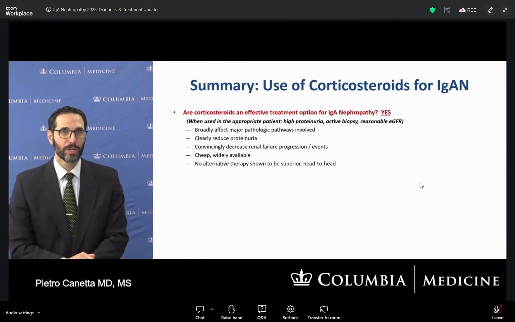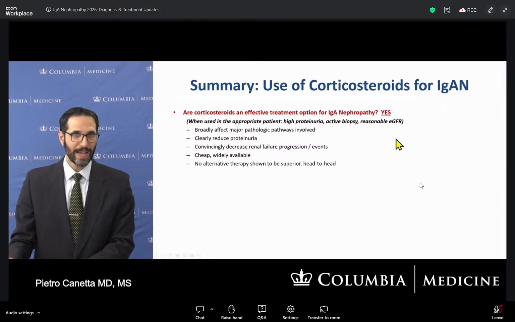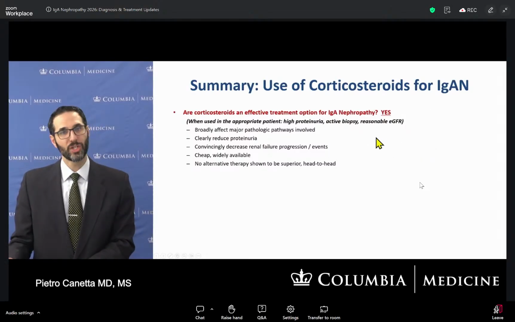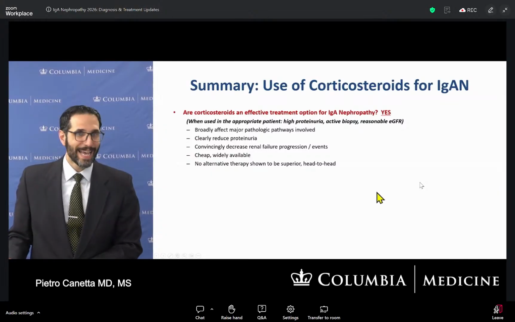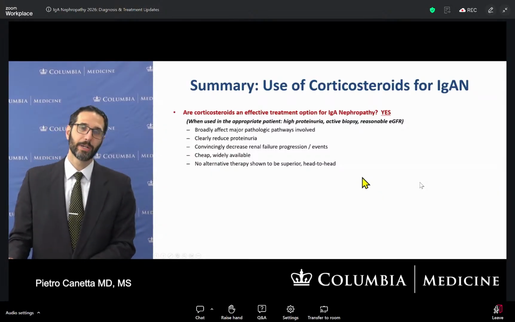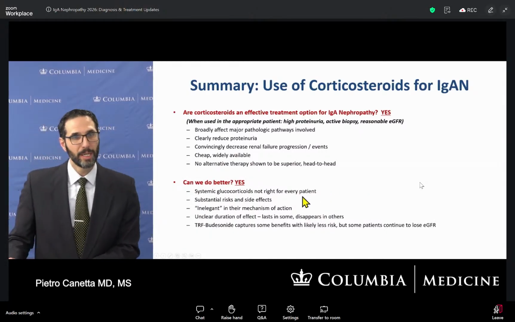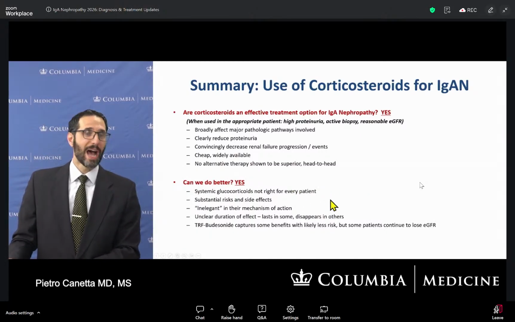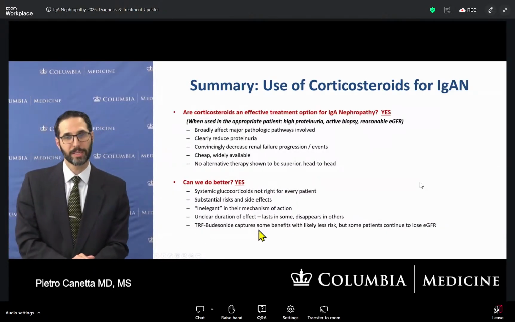And for the use of corticosteroids, I'll just summarize here. Are they effective? Yes, they're effective in the appropriate patient. They're broadly effective. They clearly reduce proteinuria. There's been no real alternative that head-to-head has been shown to be superior, but remember the risks. And can we do better? Yes, we can do better. Systemic glucocorticoids are not right for everyone, far from it. And we have targeted budesonide, which captures some of the similar benefits with probably less risk.